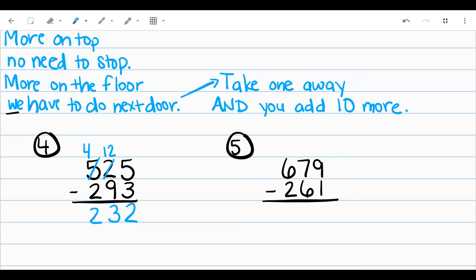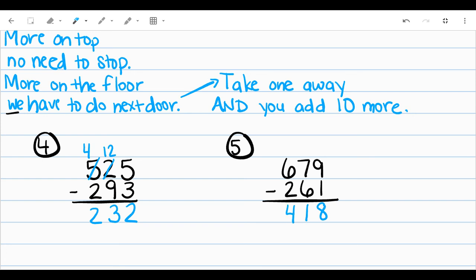Okay, let's also look at number 5. We have 679 minus 261. If I have 9 minus 1, there's more on top, no need to stop. So 9 minus 1 is 8. Then I go to my tens. I have 7 minus 6. Again, more on top, no need to stop. 7 minus 6 is 1. Then I go to my hundreds column. 6 minus 2, which equals 4.